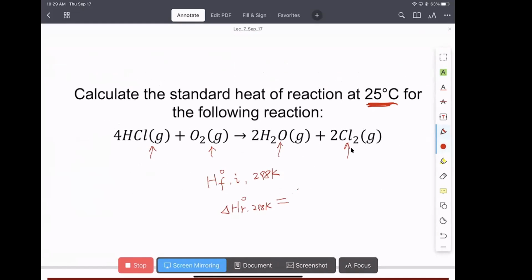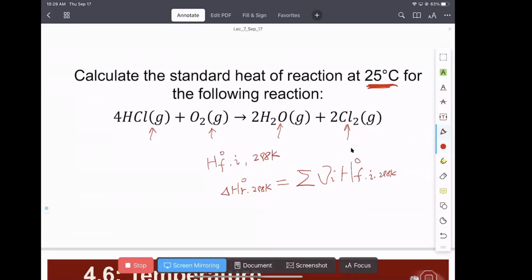That would be the summation of the stoichiometry value of HFI. So that should be straightforward. Just look up the value, and you can see that oxygen and this chlorine would be 0. You just need to look up for water and HCl.